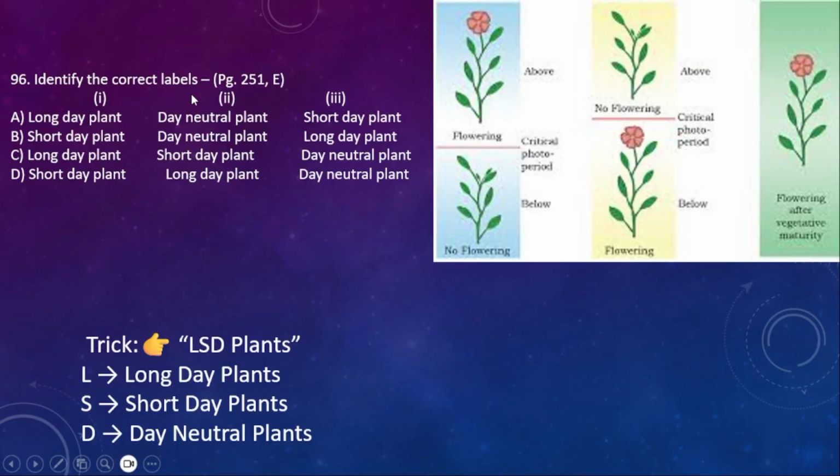96. Identify the correct label. This is 1, this is 2 and then this one is 3. Long day plant, day neutral and short day plant. So here the right option, this is the long day plant and this is the short day plant and the day neutral one. Right option is C. How will you remember LSD plants? LSD plants means long day, short day and day neutral.